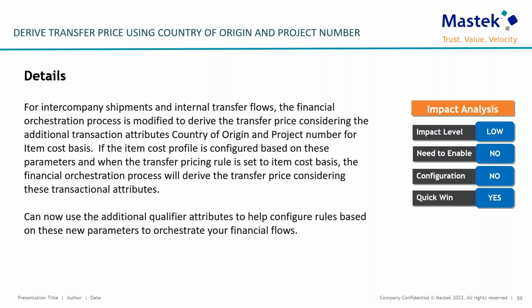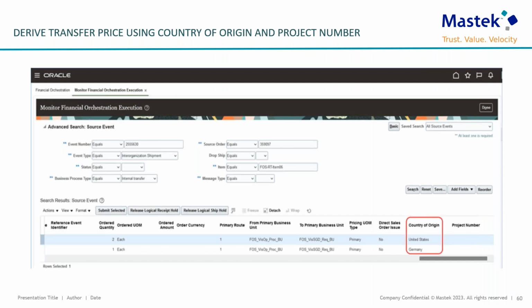So there will be no opt-in for it. We need not do anything, and there will be no configuration changes involved in it. So yes, this is a quick win for us. Here, we can see the country of origin option. We can mention any country of origin, and we can derive the transfer pricing rule.